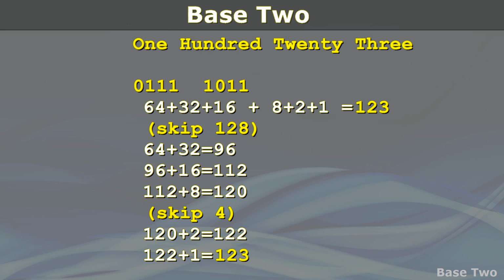Remember our number 123? What does it look like in binary? It looks like 0, 1, 1, 1, 1, 0, 1, 1. Because if you add up the 64 column, the 32, the 16, the 8, and the 2, and the 1, you get 123. Notice we skipped the 128 column because it's larger than 123, so we have a 0 in the leftmost column. Then we have 4 1s. And we skip the 4 column because it just doesn't fall into place. And those add up to 123 decimal.